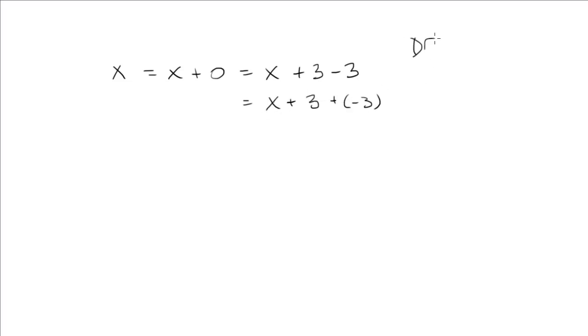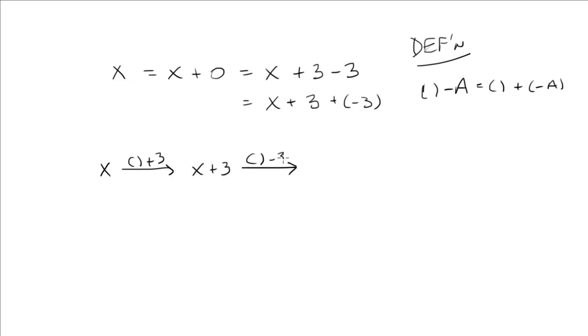Taking a little closer look at these operations, subtraction and division weren't on our elementary function list. Here's why. X is x plus 3 minus 3, but minus 3 is really adding negative 3. And as the definition for subtraction, you're adding negative numbers. In terms of the function, I'm adding 3, and then I'm adding minus 3. Rearrange the addition, and I'm back to x.